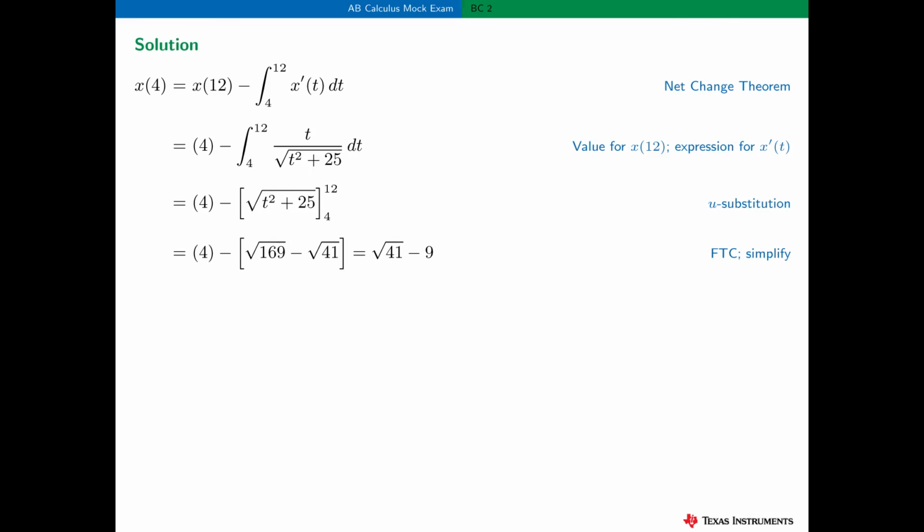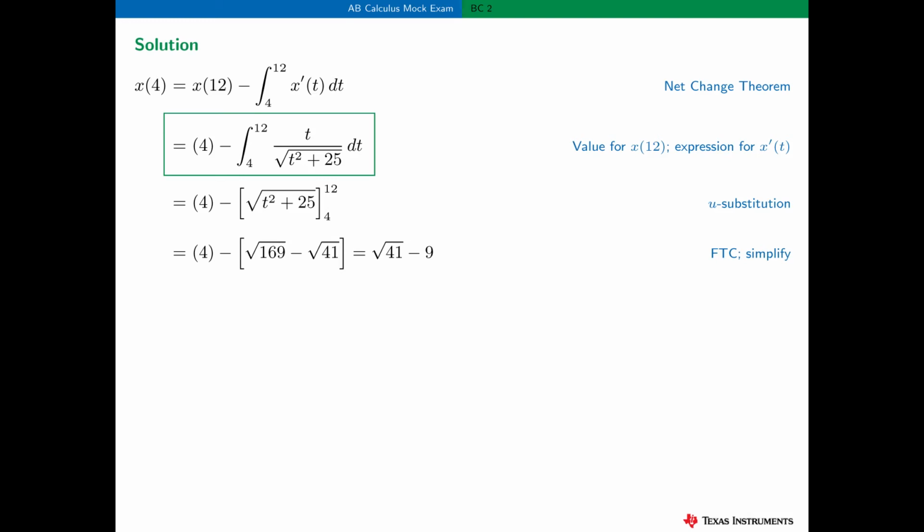Let's use these concepts to solve this problem. First, I'll use the net change theorem with a equal 4, b equal 12, and I'll actually solve for x of 4. The value for x of 12 is given in the statement of the problem. And we also have an expression for x prime of t.